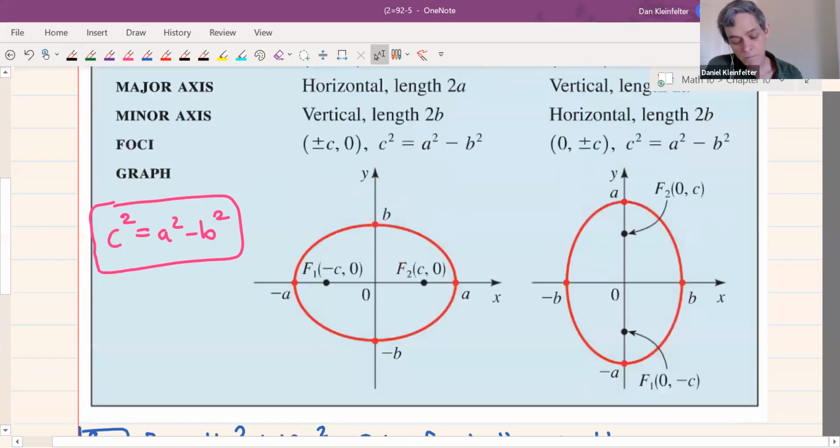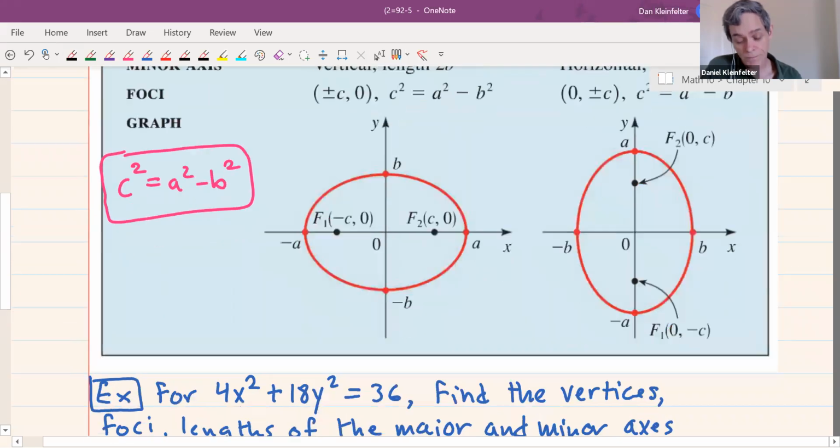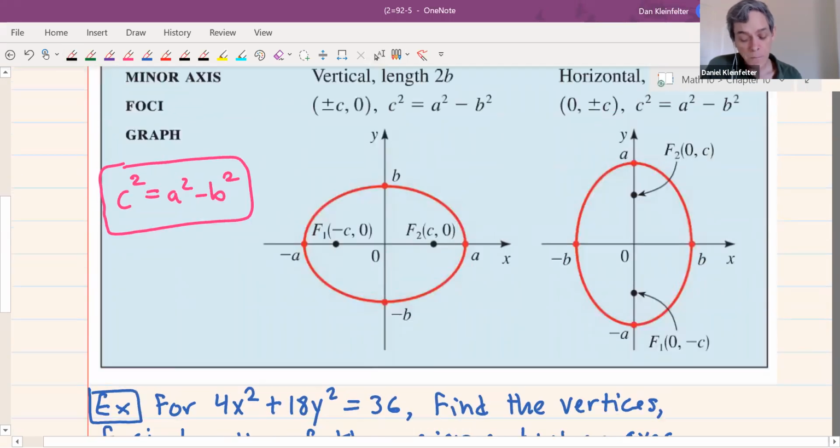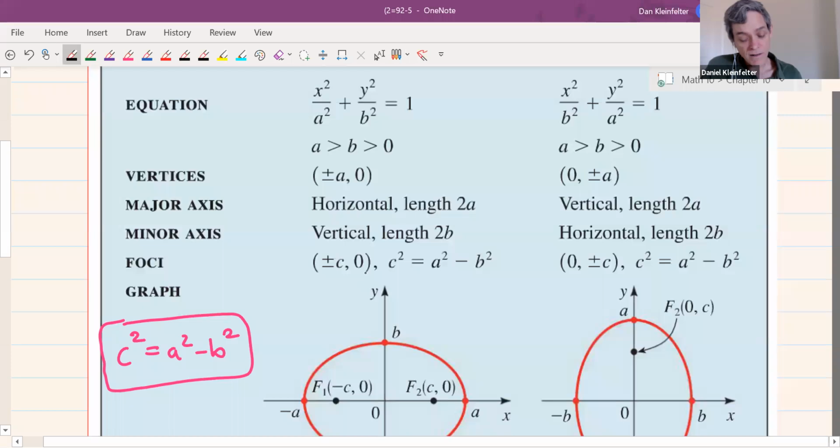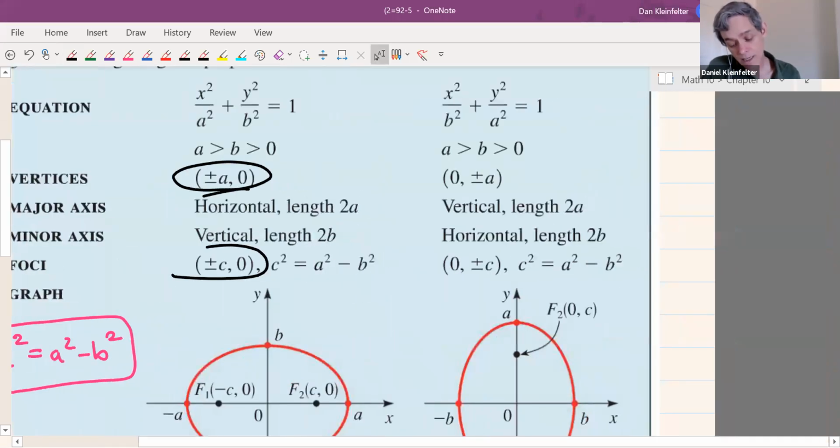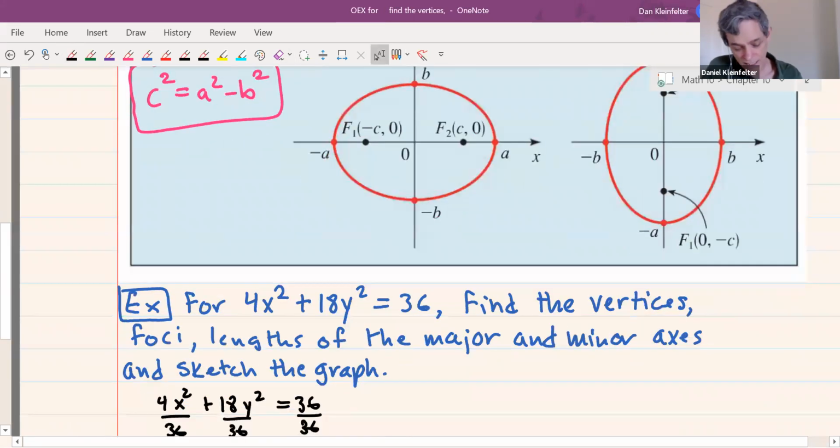Okay, back to the picture. The foci are always on the major axis. So when it's a wide one, the y coordinates are 0. When it's a tall one, the x coordinates are 0. Notice that the vertices and the foci, where the 0 is, matches. For a wide one, the 0 is in the y's. For a tall one, the 0 is in the x's. Foci are on the major axis.